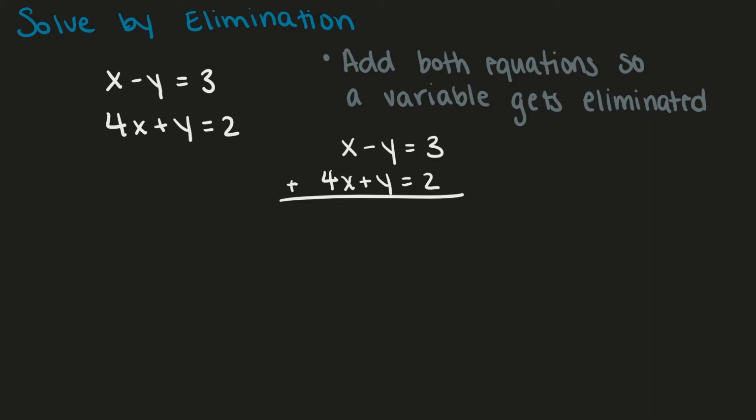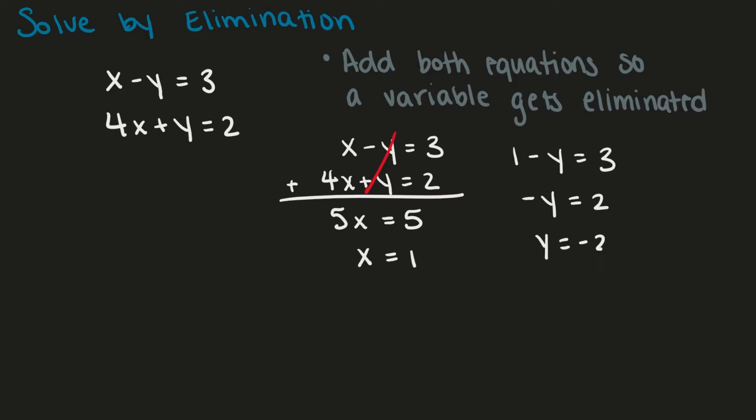Now, let's add down. We get 5x equals 5, so x equals 1. Plugging in 1 for x gives us 1 minus y equals 3, negative y equals 2, and y equals -2. We can plug in our value for x into either one of our equations, and our solution is 1, -2, which is the same solution we got when we solved by graphing and when we solved by substitution.